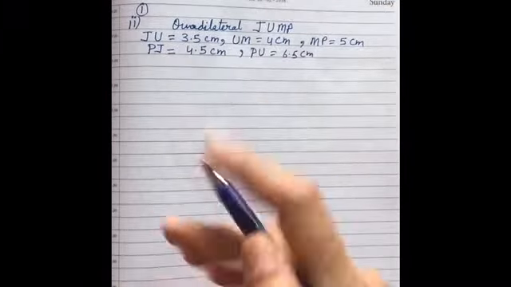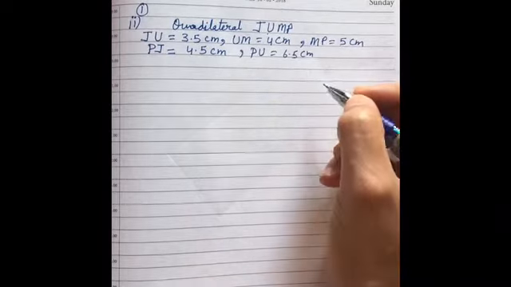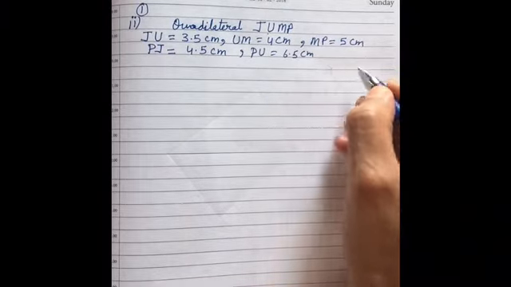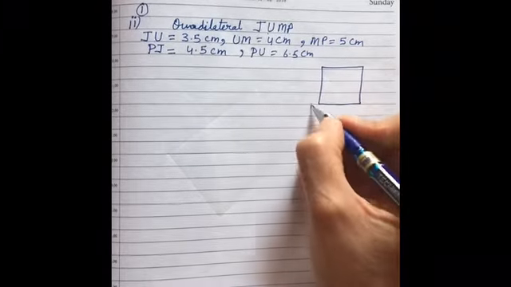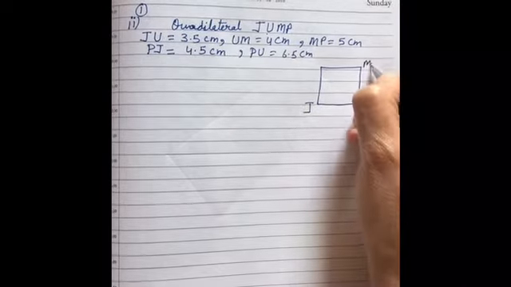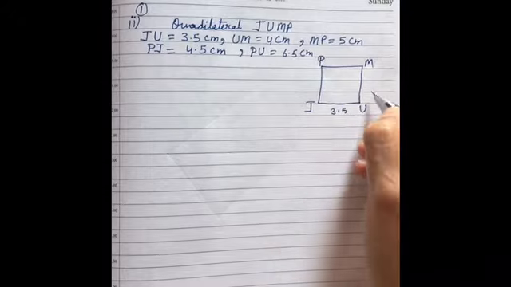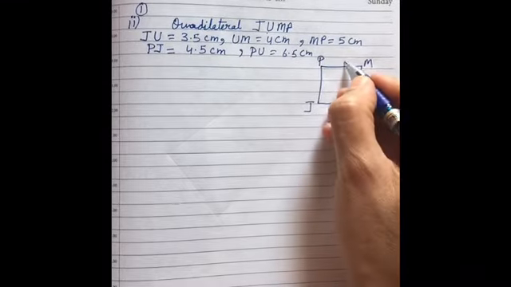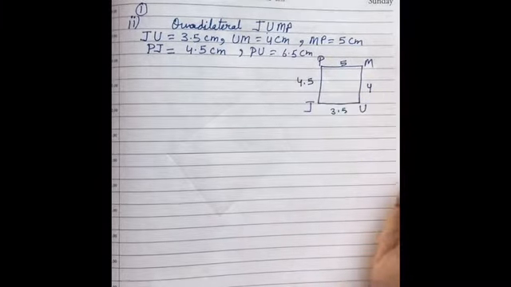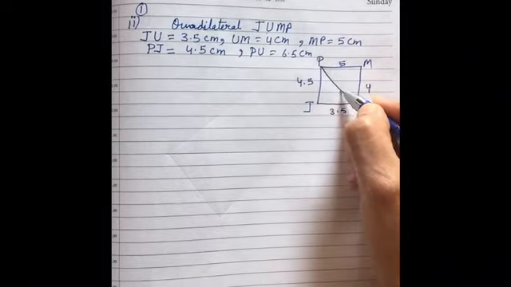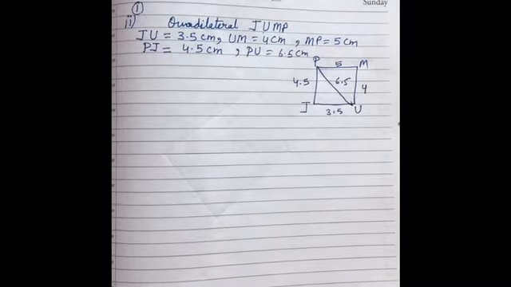Now the second question in this is you have to make a quadrilateral JUMP where the same things, all sides and a diagonal, are given. First we'll make a rough sketch for this. So this is a quadrilateral. The name is JUMP: J, U, M and P. Now JU is given 3.5 centimeter, UM is given 4 centimeter, MP is given 5 centimeter and PJ is given 4.5 centimeter, and PU, this diagonal, is given 6.5 centimeter. Fine. So this is the rough sketch given to us.